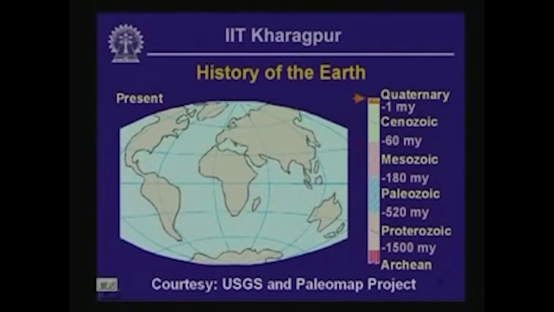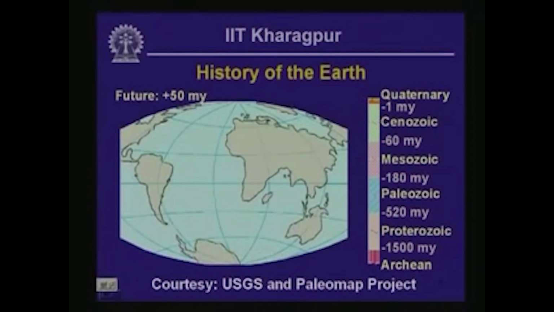In the present map, India has already collided with the Eurasian plate. The Atlantic Ocean has opened up right from the North Pole to Antarctica, and let's look at what happens 50 million years ahead in the future.